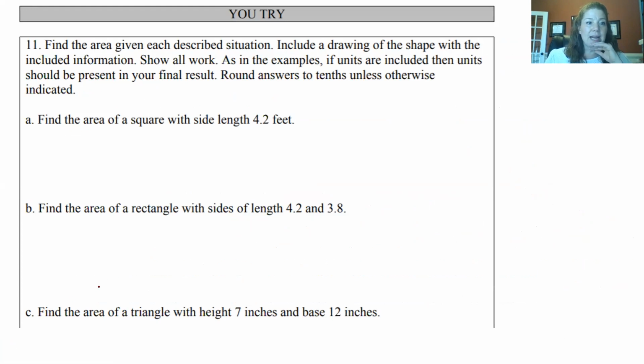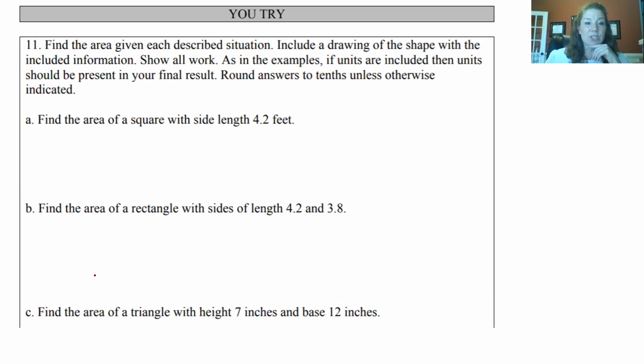All right, number 11, find the area given each described situation. Include a drawing of the shape with the included information. Show all work. As in the examples, if units are included, then units should be present in your final answers. Round answers to tenths unless otherwise indicated.